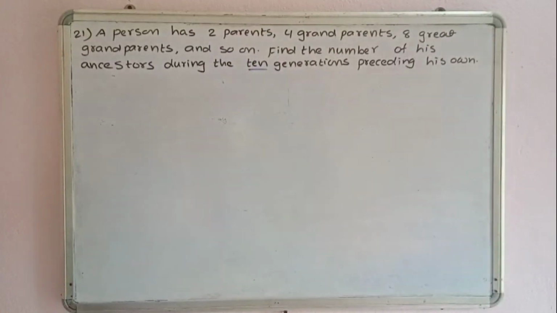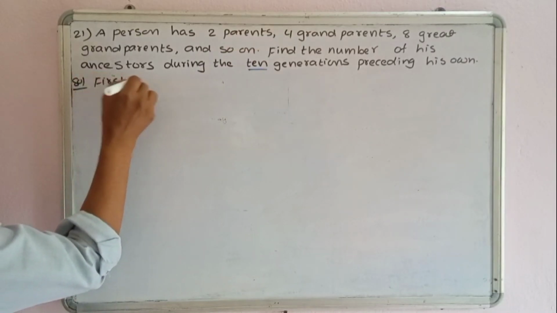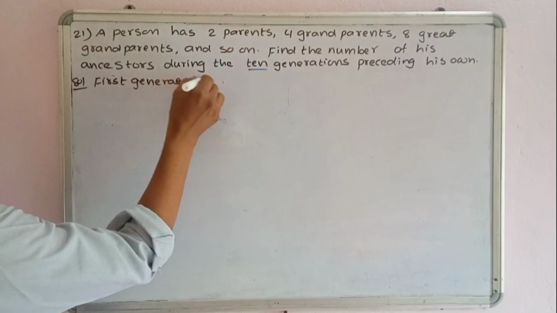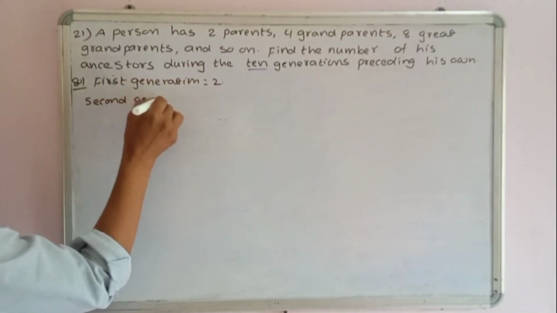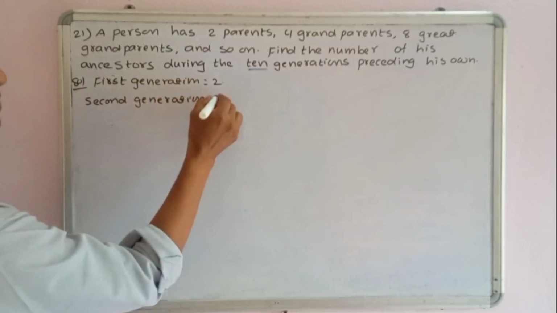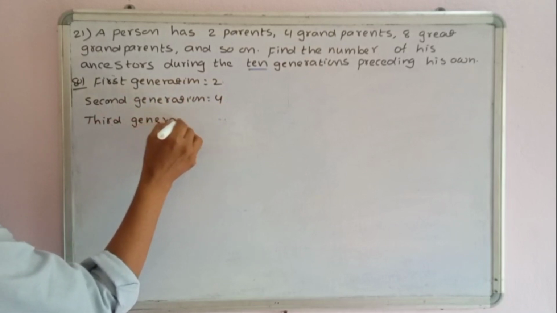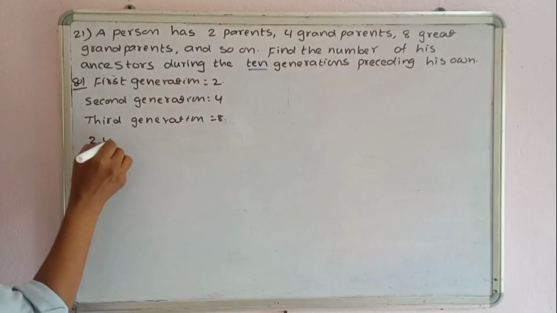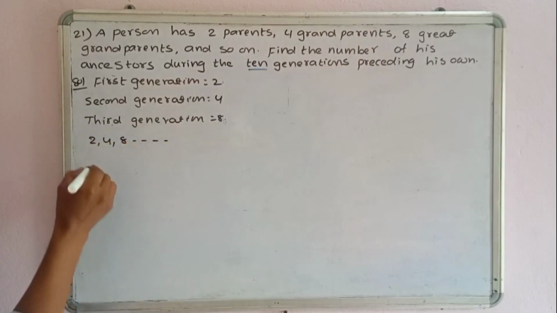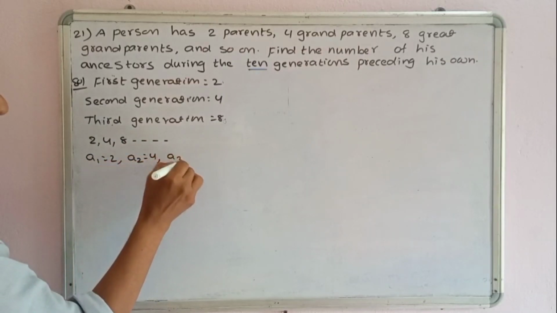Okay. So first, write this data in a sequence order. First generation. How many parents are there? 2 parents. Write 2. Second generation, 4. Third generation. How many are there? 8. Write in a sequence order: 2, 4, 8, and so on. Okay. So here A1 equals 2, A2 equals 4, A3 equals 8.